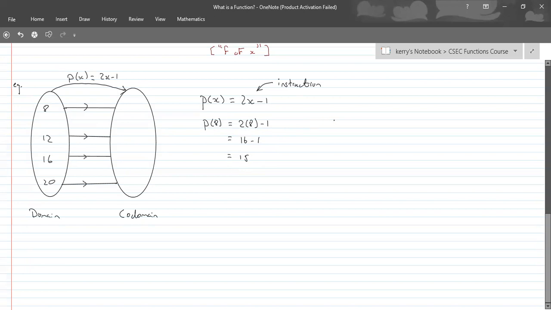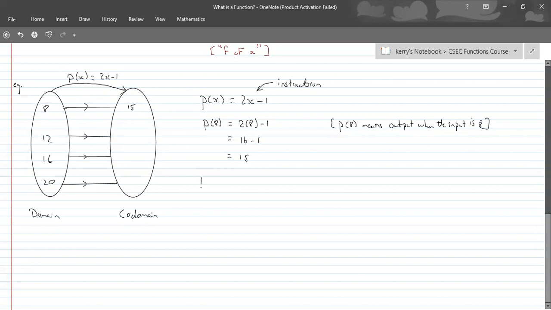Just to write a little note on this idea: P of 8, what does this mean? It means, what is the output when the input is 8? That's all P of 8 means. So the number that goes here is 15.